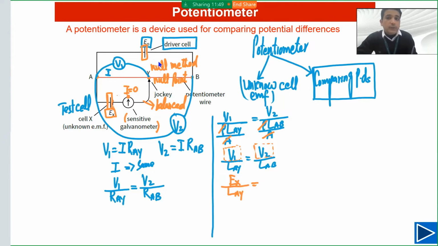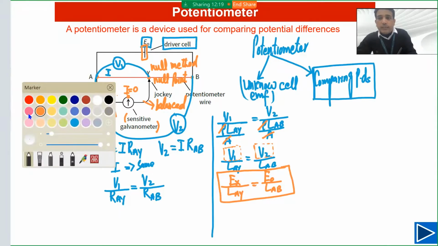And V2, as this power supply, this driver cell, has no internal resistance, we are assuming this is the ideal one. So there is no internal resistance, and E naught in this case will be equal to V2. So we can replace V2 with E naught, divided by L_AB. And this one we will be using all the time, so you can take note of this one.